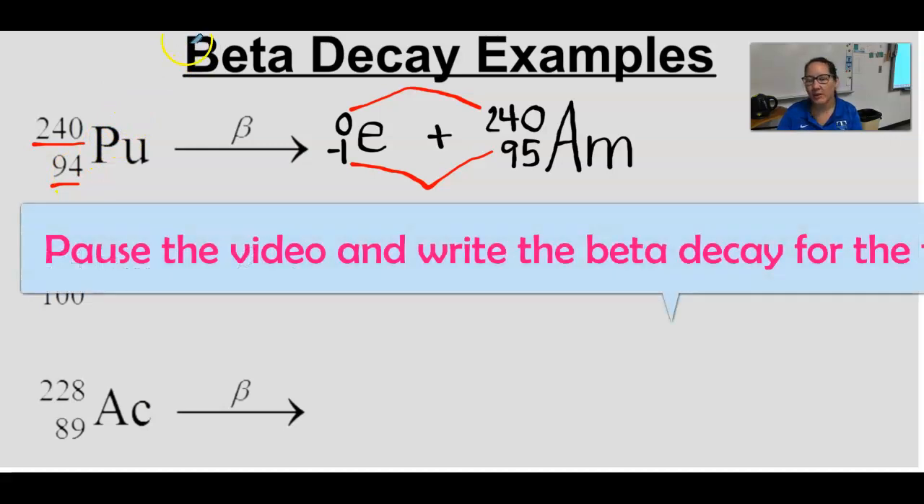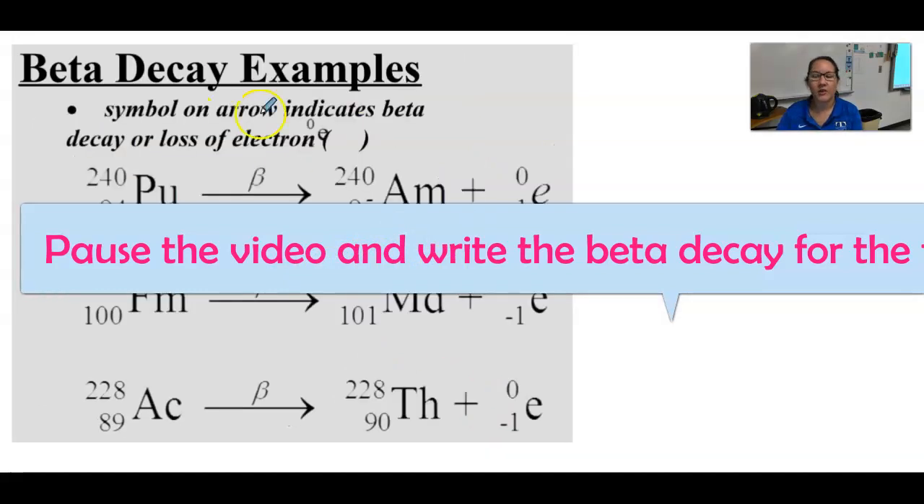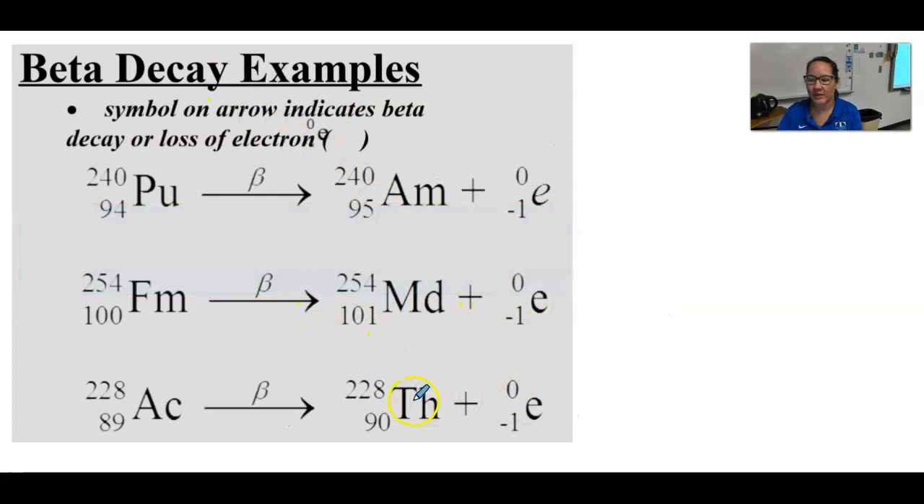So now you pause the video and write the beta particle and the new particle after the beta decay for these two examples, and then unpause the video to check your answers. Here are the correct answers to the two beta decays that you should have written.